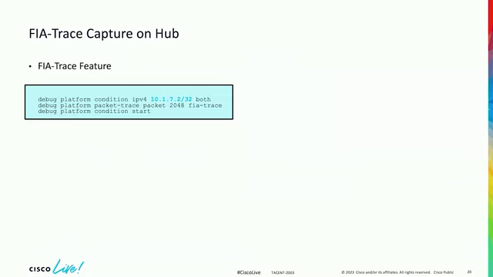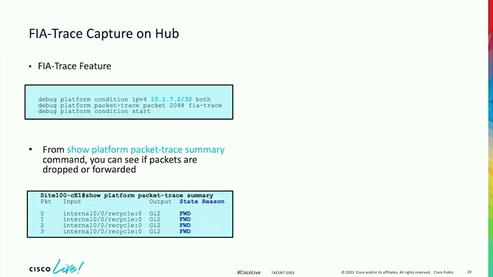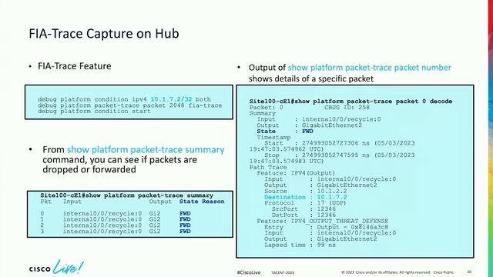On the hub also, we need to run the packet trace feature, the debug command to the spoke, to check if the packets are leaving out of the box. From this output here on the packet trace summary, we can clearly see the packets are forwarded. To check in detail of each packet, we need to run the decode command to see which interface it is leaving and what is the state of it.